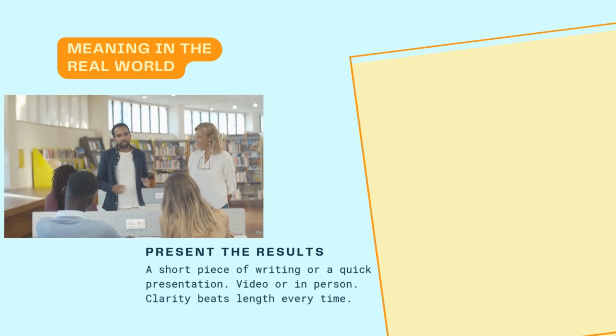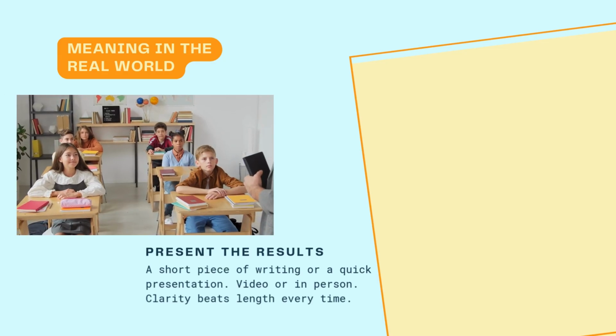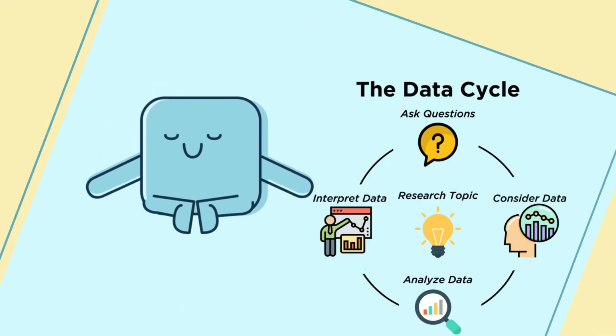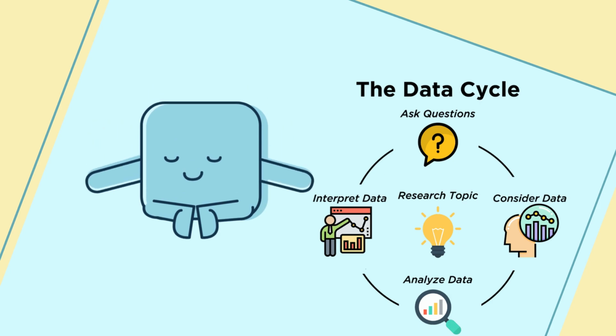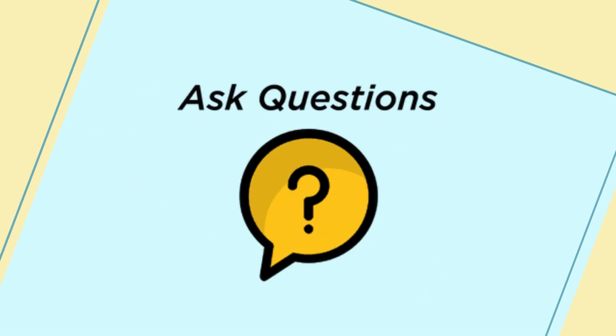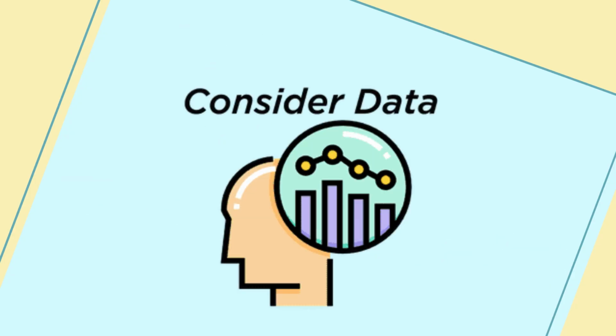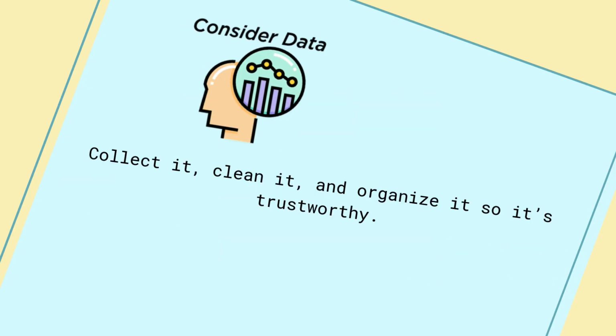Your end product can be a short piece of writing or a quick presentation. Clarity beats length every time. You'll also be walking through the full data cycle, the rhythm all statisticians dance to. Ask questions, choose a topic, and write a statistical question, one whose answer isn't a single fact, but requires collecting data that varies. Consider data, collect it, clean it, and organize it so it's trustworthy.